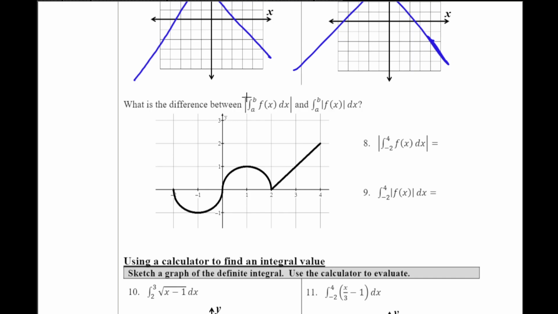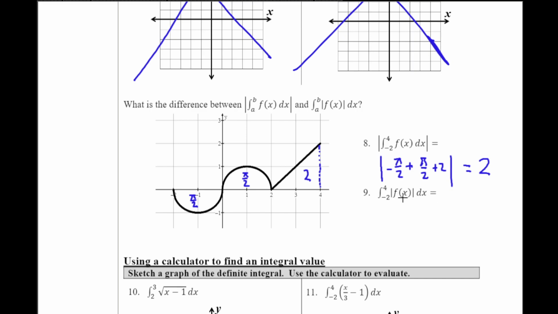What is the difference between the absolute value of the integral and the integral of the absolute value? This is a key difference right here. If the absolute value is on the outside, all you do is write the absolute value on the outside, and then this is negative pi over 2 plus pi over 2 plus 2. So negative pi over 2 cancels out, that's 2. And the absolute value of 2 is just 2.